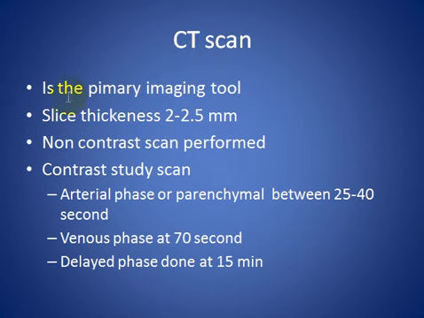CT scan is the primary imaging tool. Slice thickness 2 to 2.5 millimeter. Non-contrast scan is first performed, then contrast study is performed. Arterial phase or parenchymal between 25 to 40 seconds. Venous phase about 70 seconds and delayed phase after 15 minutes.